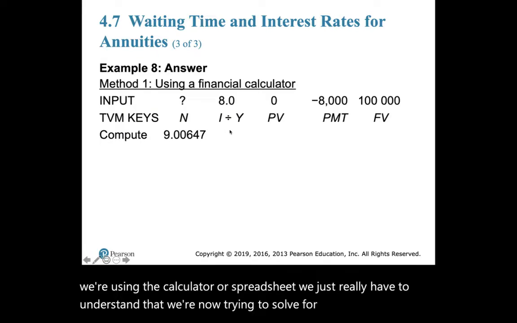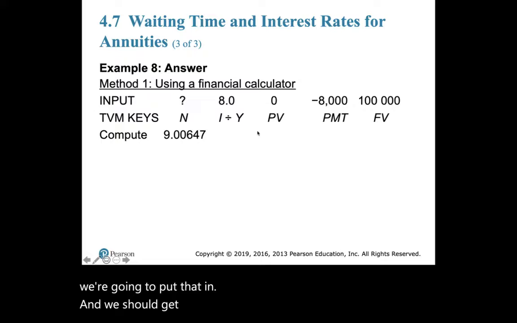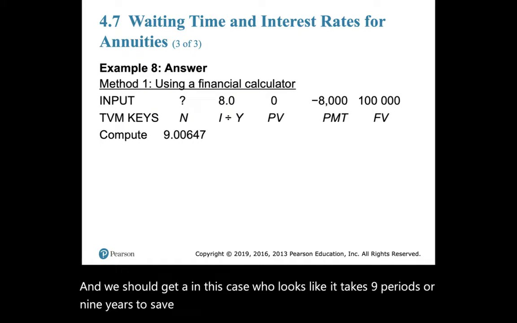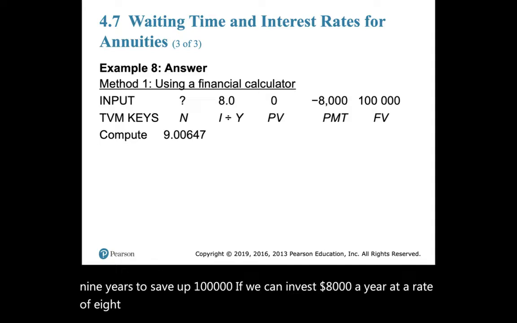Okay, so we're going to input that in, and we should get, in this case, it looks like it takes 9 periods or 9 years to save up that $100,000 if we can invest $8,000 a year at a rate of 8%. So that's method 1.